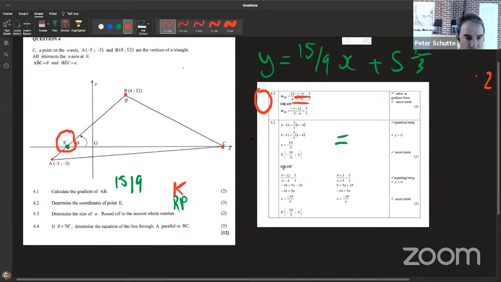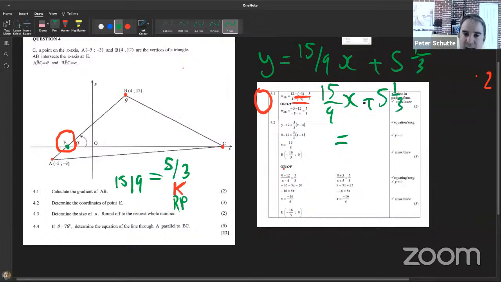In case you're wondering why it says 5 over 3, I didn't simplify 15 over 9. If you divide the top and bottom by 3, you would get 5 over 3. So that's equivalent in the answer. Now I'm simply going to solve this equation for x. All I need to do is move the 5 1/3 to the other side and divide by 15 over 9. And then you should get the answer minus 16 over 5.